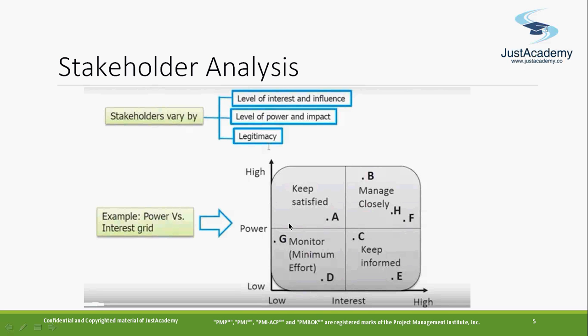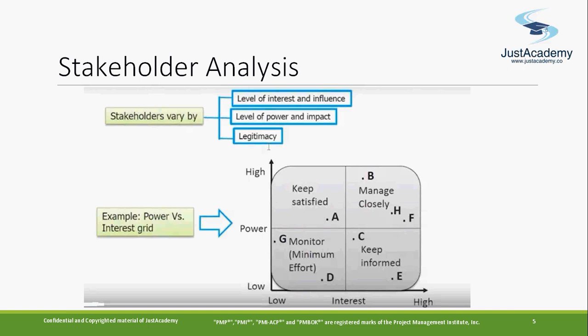Now here the other one is low interest. They have low interest, but a very high power. It's like an executive or director level who has high power. A small decision can impact a project drastically. So you keep them satisfied. Whatever they need, whatever they request, go and fulfill that.